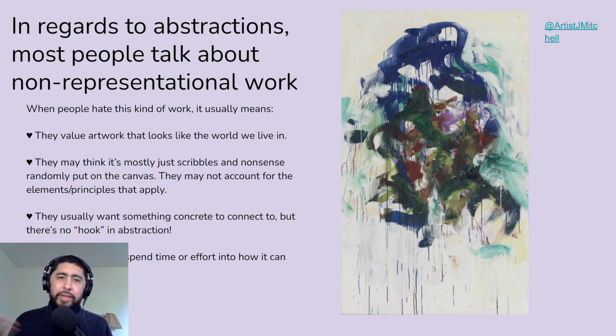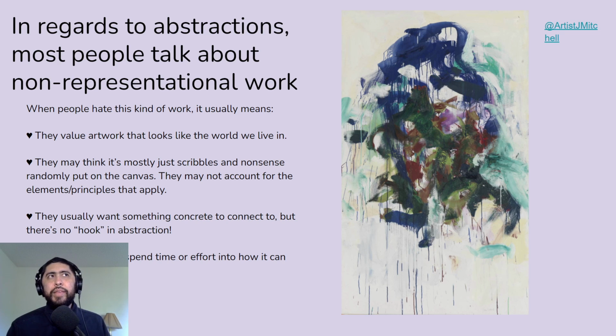Another point is they may think it's mostly scribbles and nonsense randomly put on the canvas. They may not account for the elements and principles that apply. That's pretty self-explanatory. It can look kind of random, and people think of it as random and stupid, possibly. Well, kids draw a lot of scribbles, and to them, it might not look different than scribbles. It's just like, okay, they're just using a paintbrush instead of a crayon. What's the big deal about it?